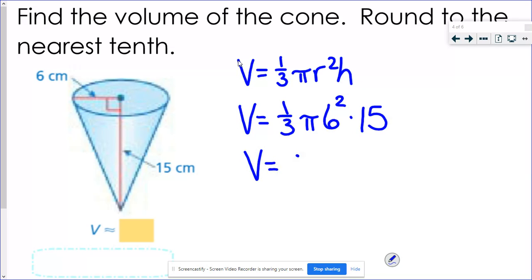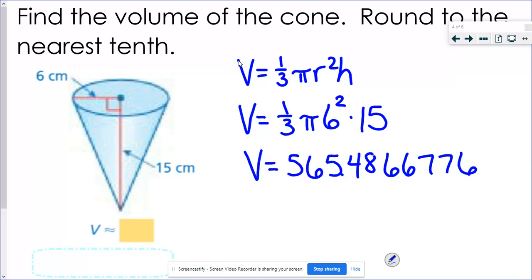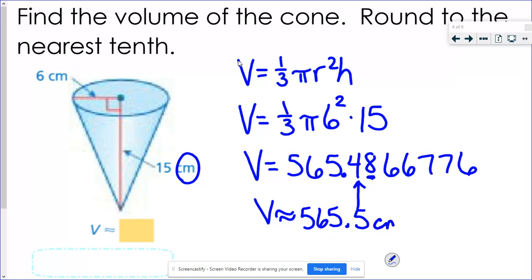I hope that you did that on your calculator as well, so you can check to see if you agree. That's what I see on my calculator. We're rounding to the nearest tenth, which is this place right here. That 8 is going to be enough to make that bump up. So my answer is going to be, and I should have had squiggly equal signs above also, 565.5. This is measured in centimeters, so this will be cubic centimeters.